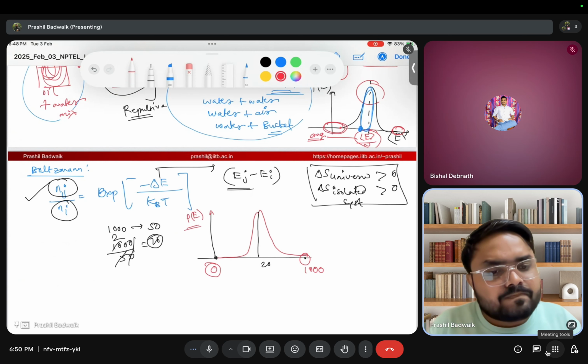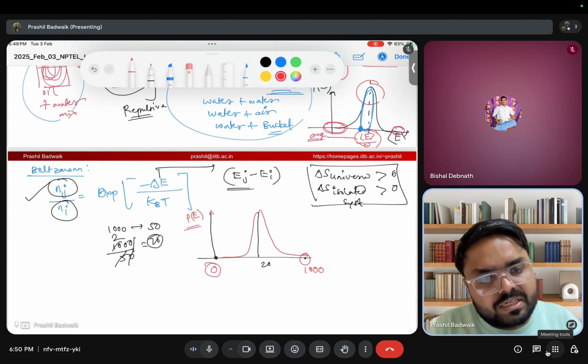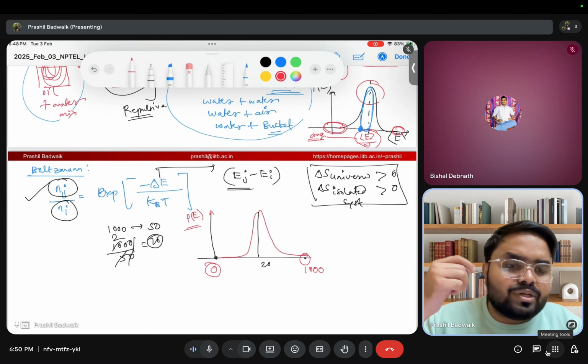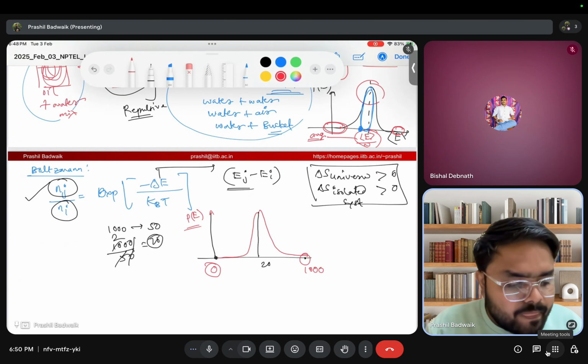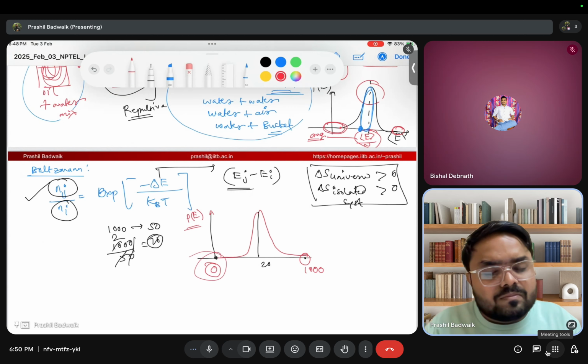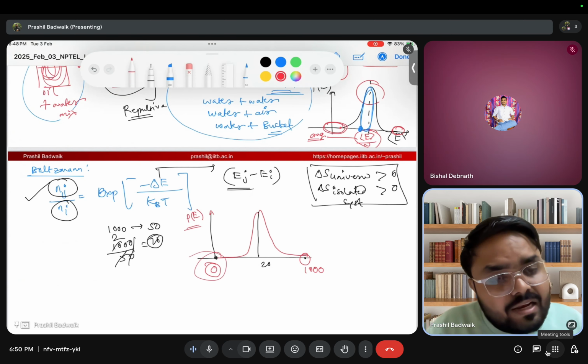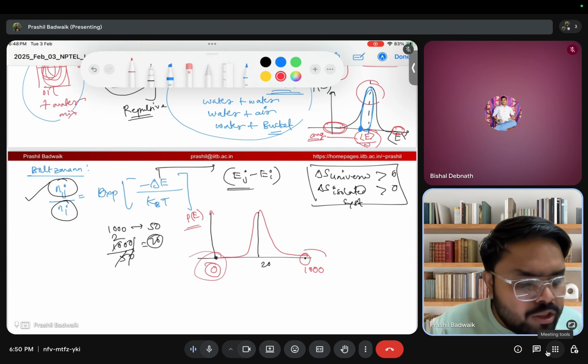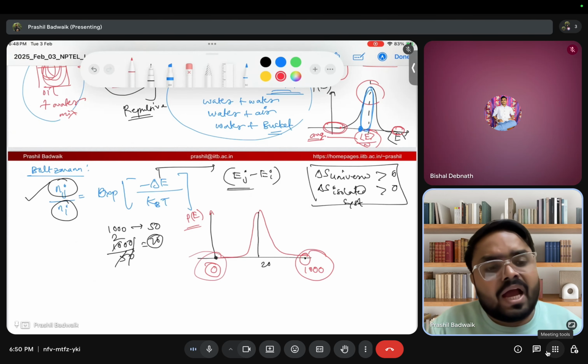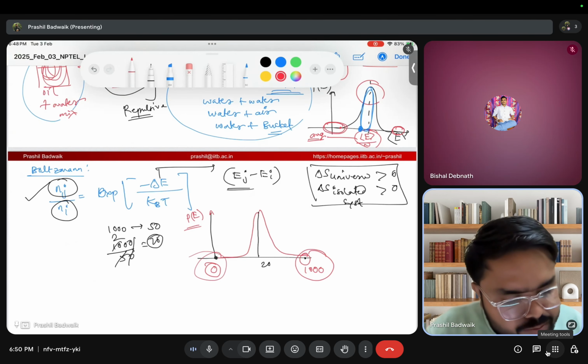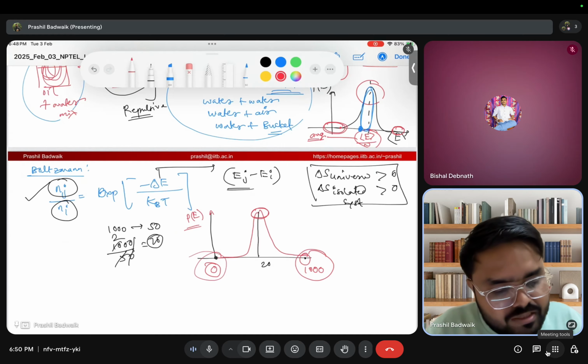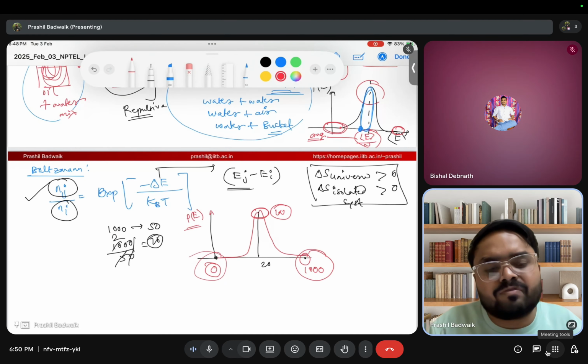Similarly, for energy, I have a system that has particles, molecules, and I want to distribute the energy. It is highly unlikely that all the particles will have zero energy. Similarly, it is highly unlikely that all the particles will have the higher energy. And this distribution is something that maximizes the W. It's the most favorable. And how to get that W?